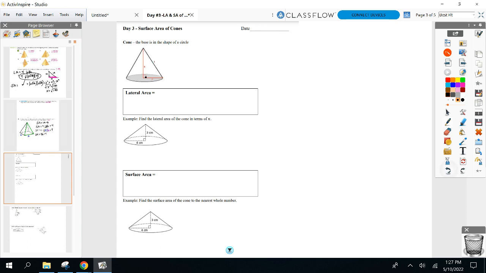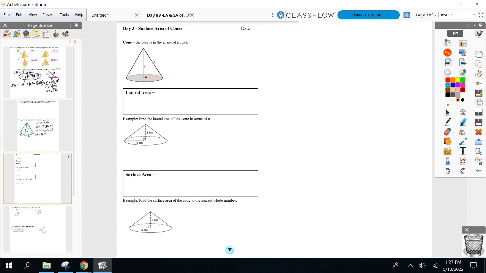I do not know the answer to this. Maybe somebody can find it out. 19 years of doing this, I still don't know why they called the slant height L. My best guess is maybe S is taken for something else, so they went to the next letter. But they use L for slant height.